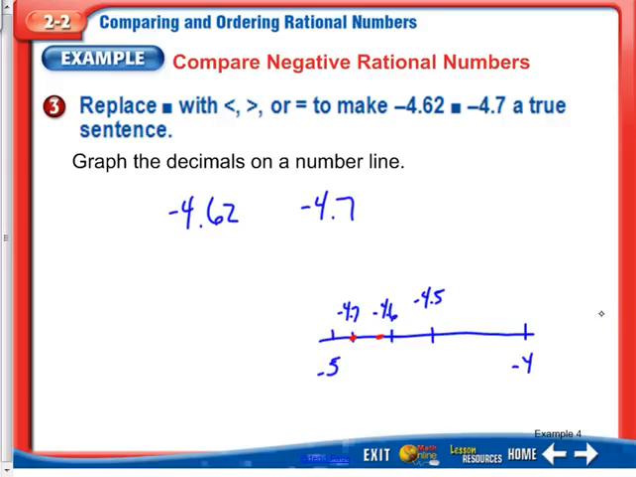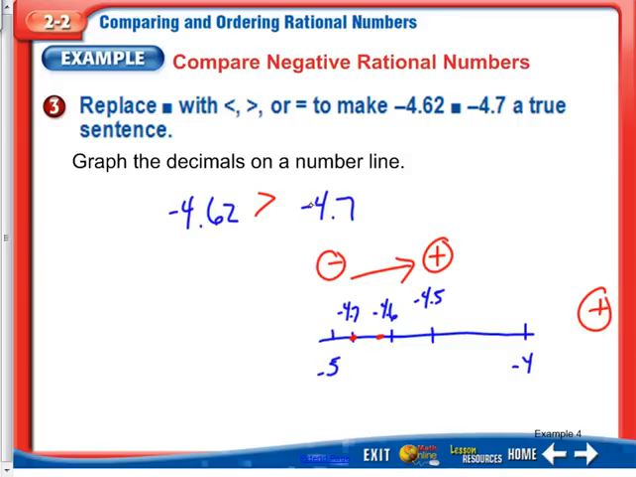Now, which one is closer to being a positive number? It's going to be this -4.62. Okay, so do you have to graph it on a number line? No, but it helps you to see which one is furthest to the right. The one that's furthest to the right is bigger, is closer to being positive. The one that's furthest to the left is negative. So we want to figure out which one is closest to the right on the number line.